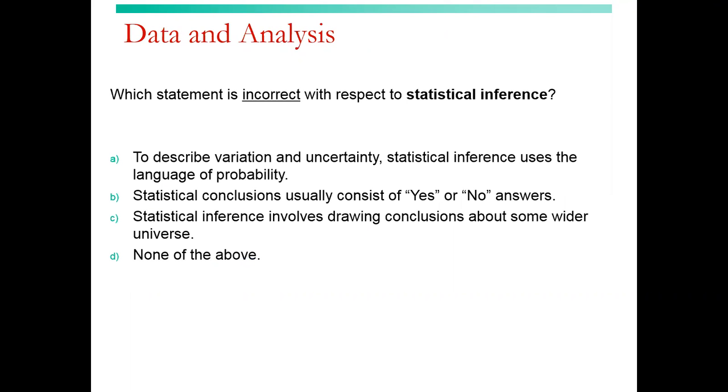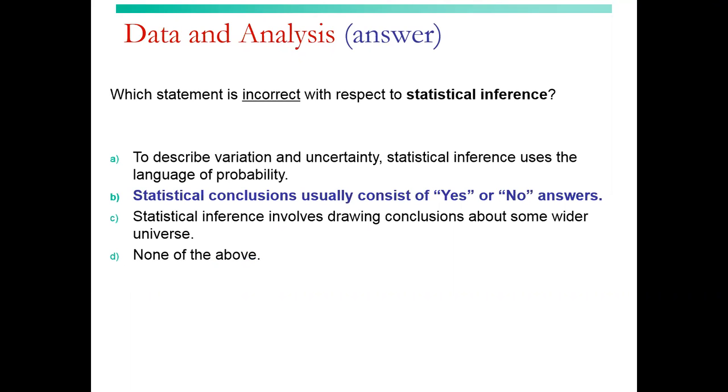Which statement is incorrect with respect to statistical inference? Statistical conclusions usually consist of yes or no answers is not correct. So it is correct to say that statistical inference involves drawing conclusions about some wider universe. And to describe variation and uncertainty, statistical inference uses the language of probability. A and C are true.